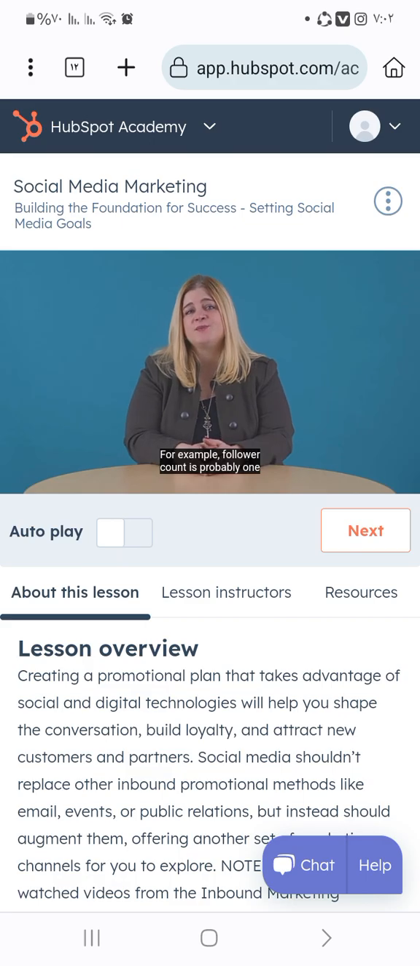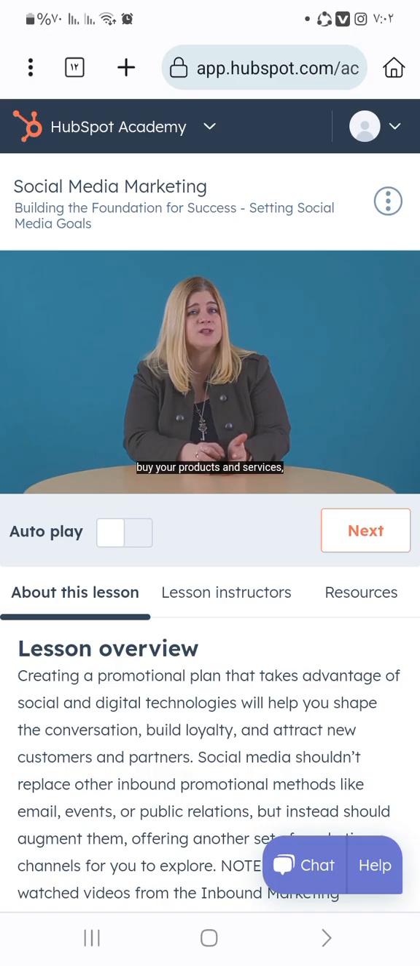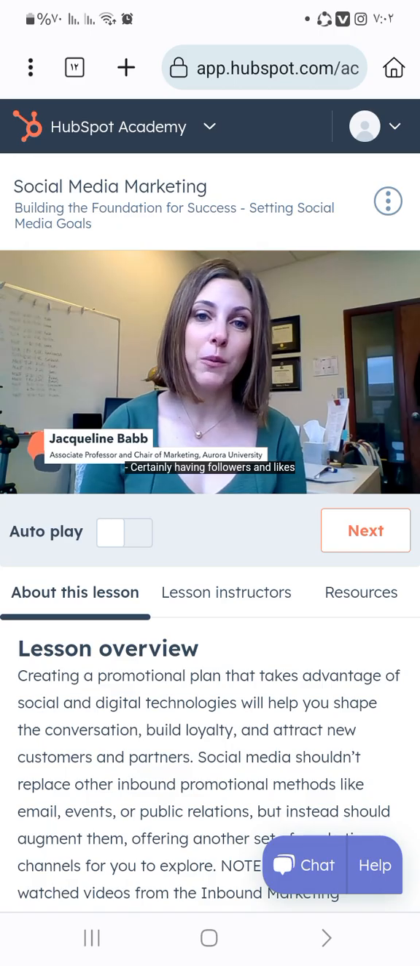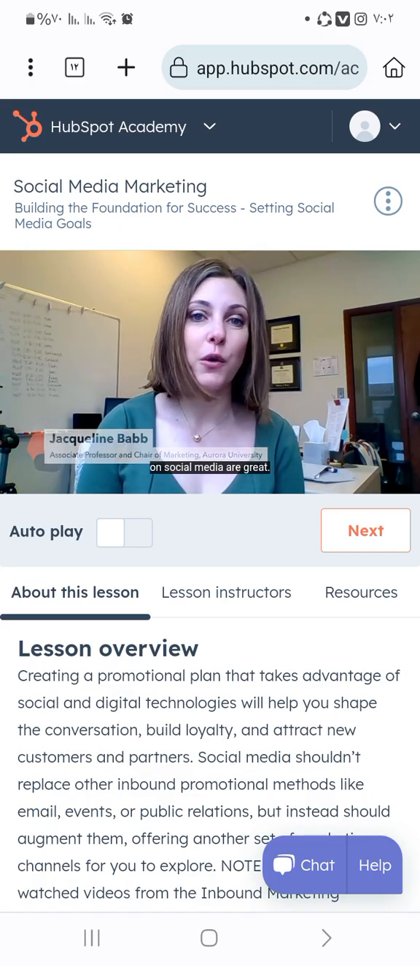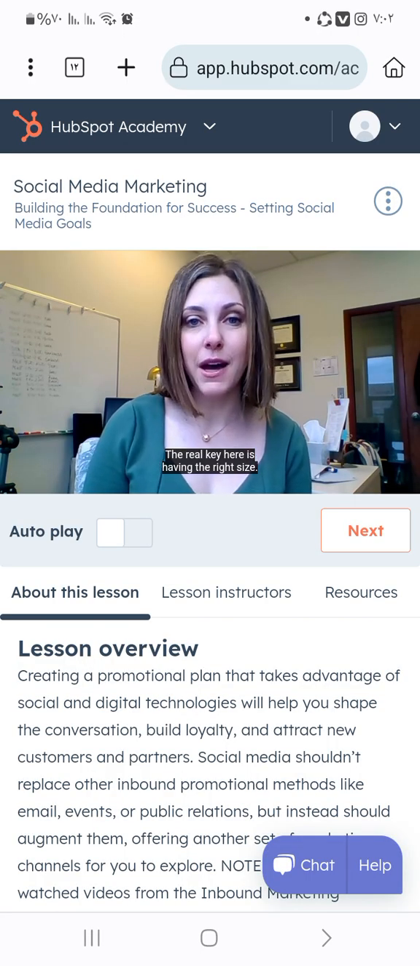For example, follower count is probably one of the fluffiest of the various KPIs. Having as many followers as possible may look impressive, but if they aren't the right people following you, the ones who are going to buy your products and services, then that follower count is essentially only a vanity metric. Certainly, having followers and likes on social media are great. The real key here is having the right size.